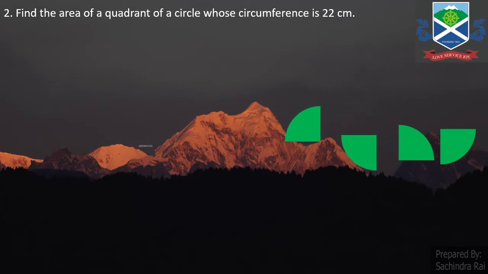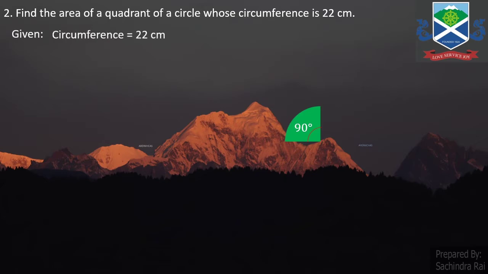So we have 4 quadrants in a circle. As I told you, the angle of the quadrant at the center would be 90 degree. So we have this 90 degree. Keep it in mind that the angle of a quadrant is 90 degree. So we need to find out the area of this quadrant when the circumference is given. So the given part is circumference 22 centimeter. The angle of the sector or the quadrant is 90 degree.